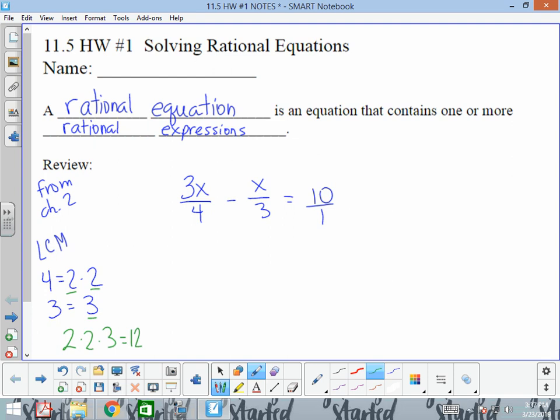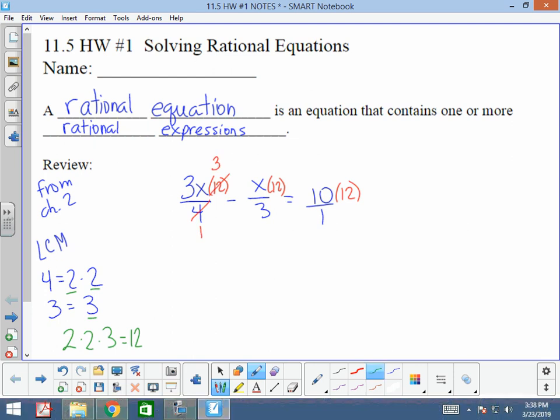So instead of making each one of these into a 12, what I'm going to do is multiply each term by 12. So I'm just going to put 12 in each numerator. And then I'm going to reduce. So 4, I'm trying to make these denominators into 1. So 4 goes into 4 one time, 4 goes into 12 3 times. So I'm going to multiply this 3 times this 3x. So that will be 9x.